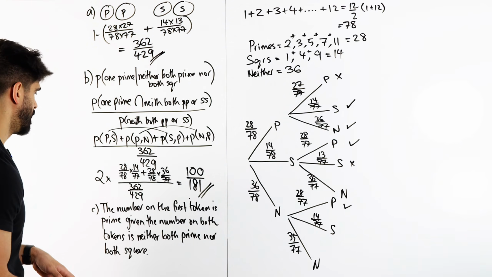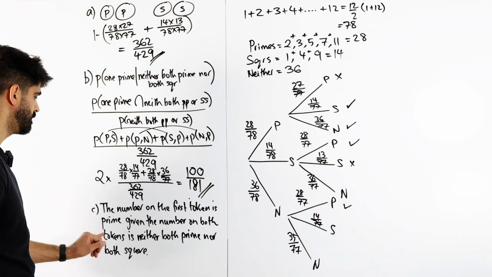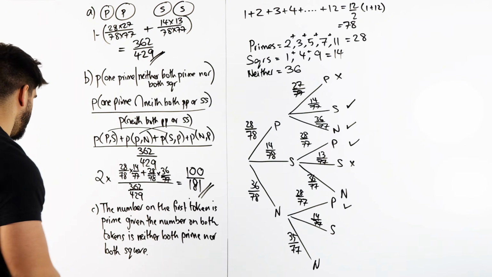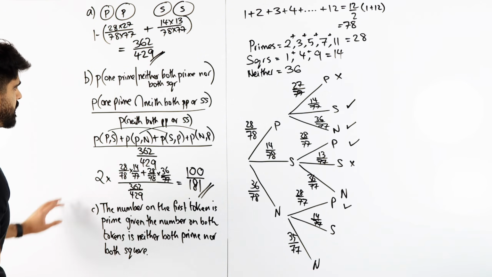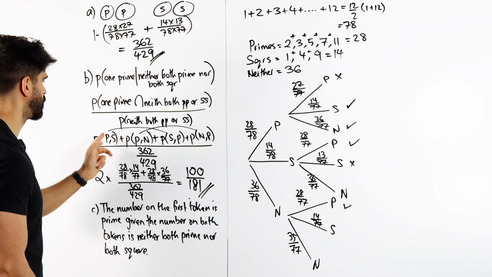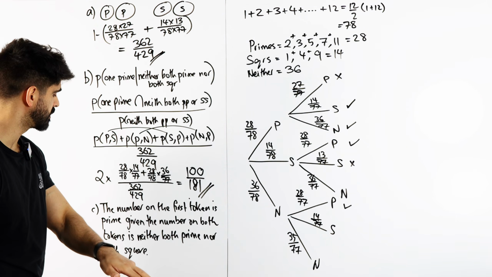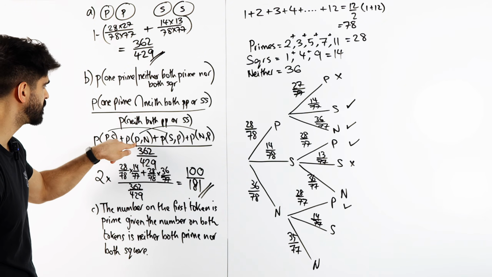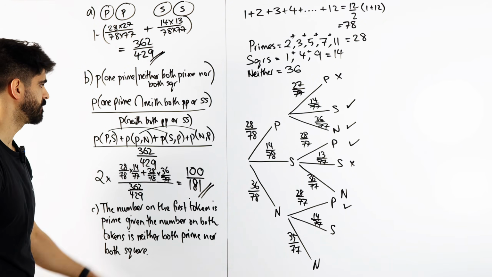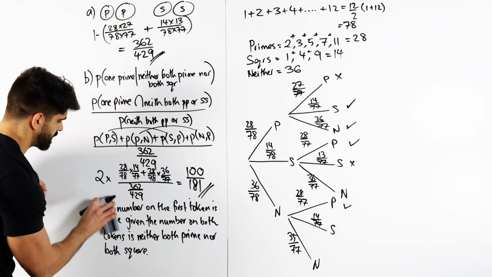There we go. Finally, find the probability that the number on the first token is prime, given the number on both tokens is neither both prime nor both square. Okay, so we basically want the same as this, but here we just said 1 prime. So as long as we had P in it, it's all good. Here they're saying we now want the first token to be prime, which means you can only have these 2 options. Forget about those. Which just means it's half of this answer. Half the number of outcomes, half the answer, which means we have a really simple solution there.